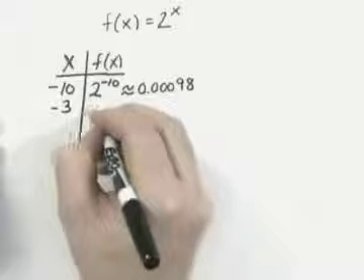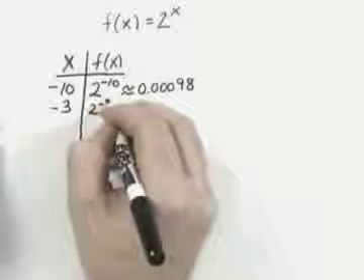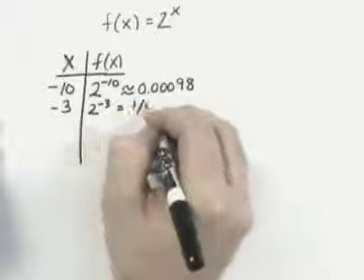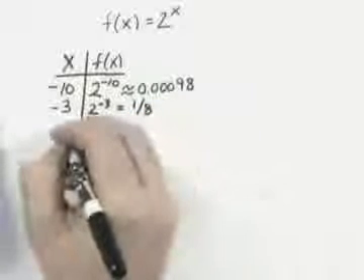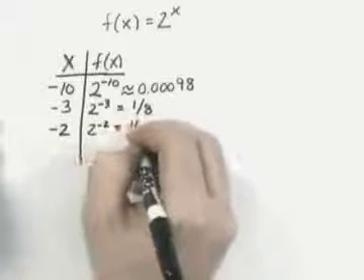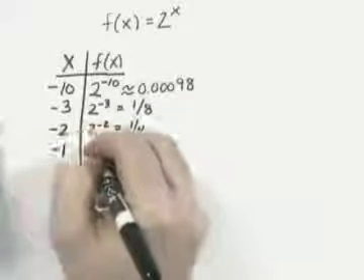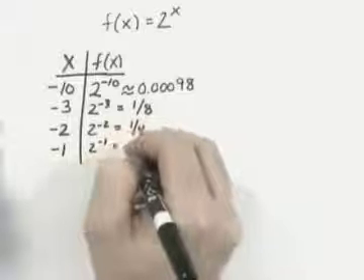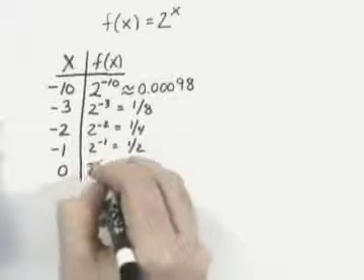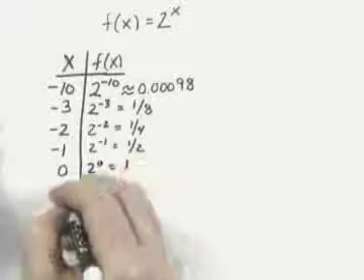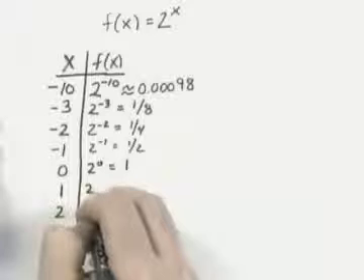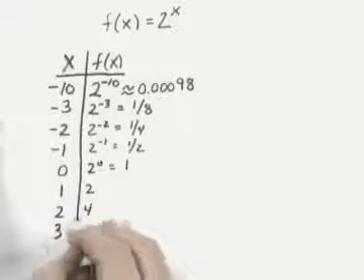What if x is -3? Well, then I would get as output 2 to the -3rd power, which is 1 over 2 cubed, or 1/8. What if x is -2? Then I get 2 to the -2nd power, or 1/4. -1, I get 2 to the -1st power, or 1/2. If x is 0, I get 2 to the 0 power, which is 1. If x is 1, I get 2. X is 2, I get 4. If x is 3, I get 8.